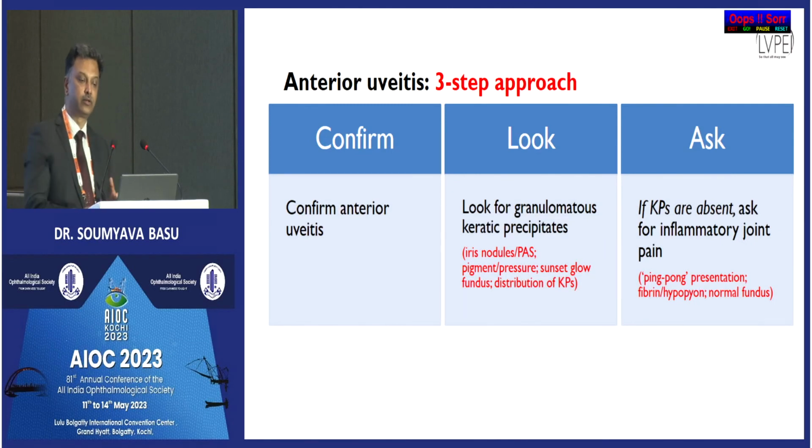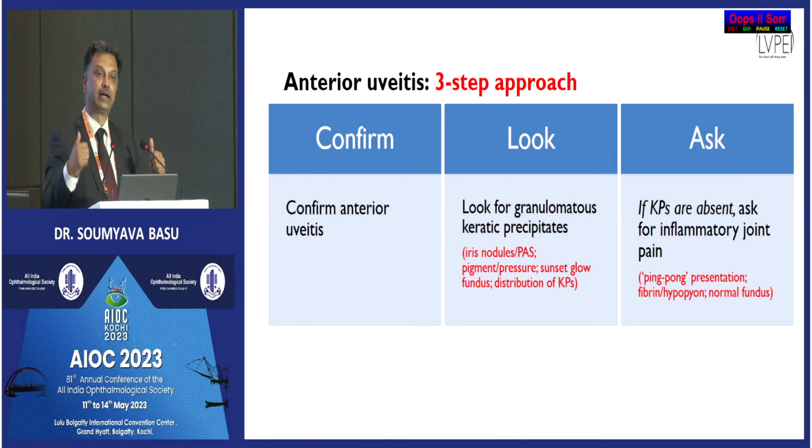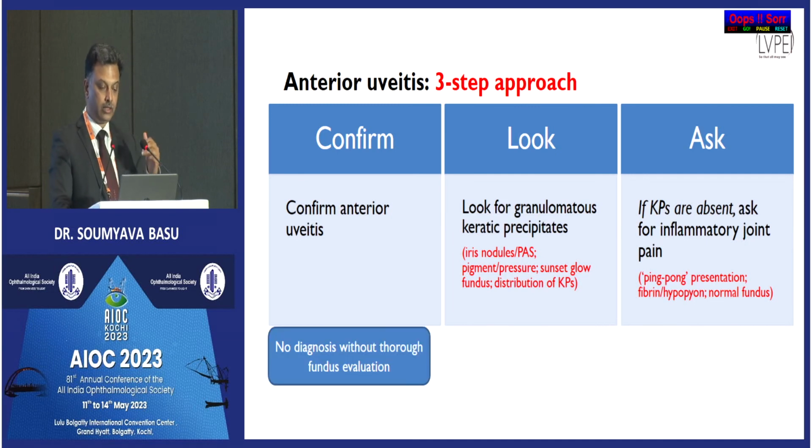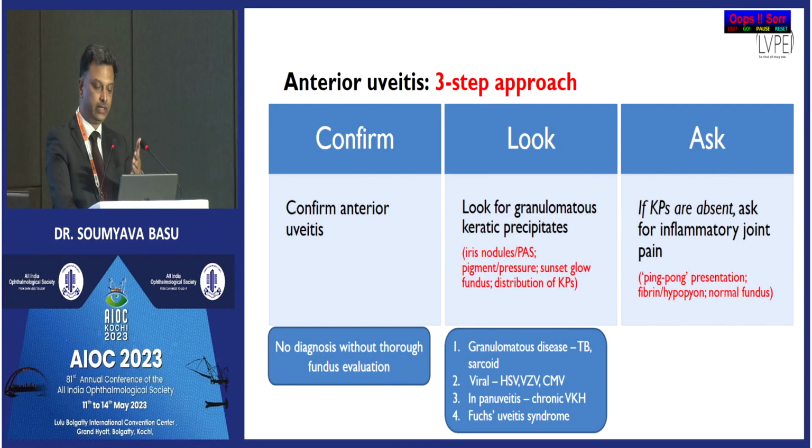So coming back to the three-step approach again, confirm it is anterior uveitis. There is no diagnosis without a thorough fundus evaluation. Look for the presence of granulomatous keratic precipitates, including iris nodules, peripheral anterior synechiae, the pigment and the pressure, the fundus for the sunset glow, and the diffuse distribution for the Fuchs, and these will all lead you to the different patterns of diagnosis that we just discussed.